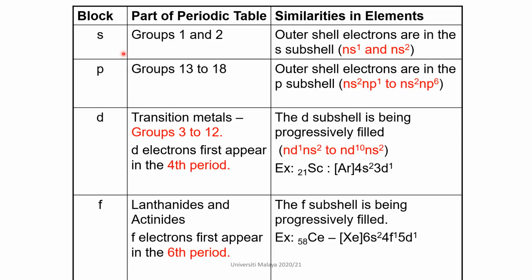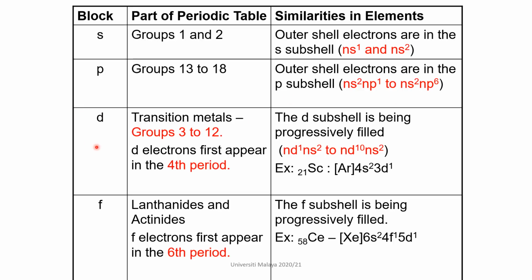For the s block, which contains group 1 and group 2, their similarity is that the elements in the s block have outer shell electrons in the s subshell. So the valence electron is ns1 and ns2. And for the p block, which contains groups 13 to 18, their outer shell electrons are in the p subshell or p orbital. So it would be ns2 np1 to ns2 np6.